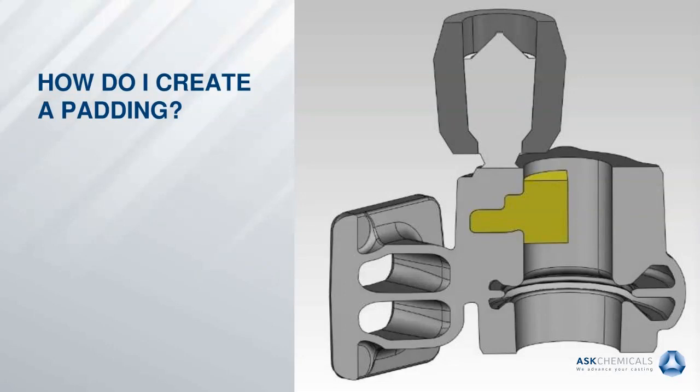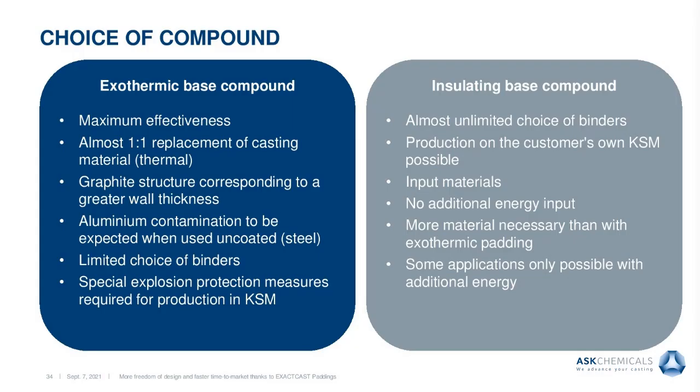But there's also another way. You can do this on your own. You can get these exothermic or insulating mixes from our side and produce a padding, or whatever you need in your foundry process, for yourself. But therefore, we need to take into account some thoughts. The first one is, what kind of mix do I need? Do I need an exothermic base compound, or do I need an insulating base compound?